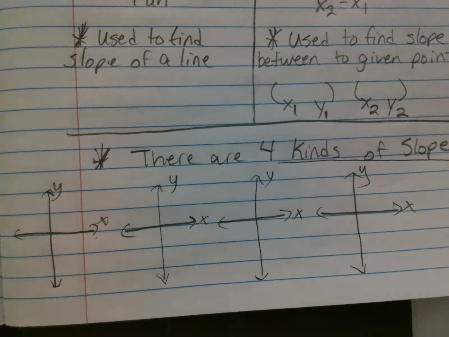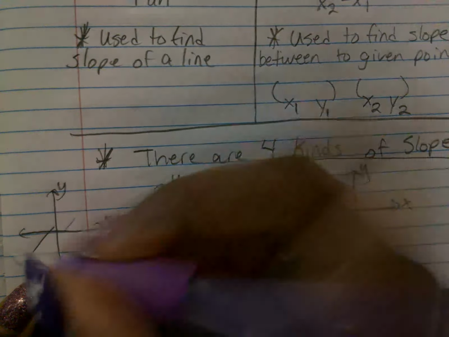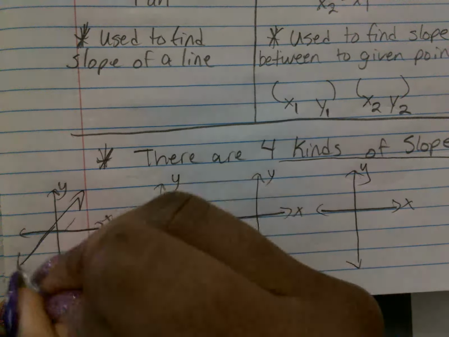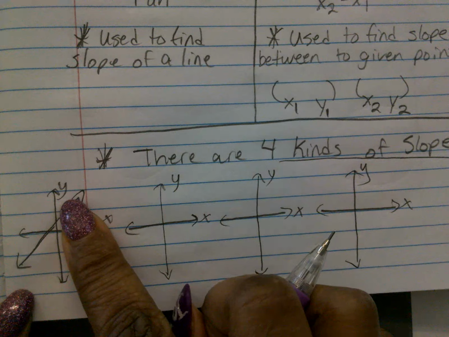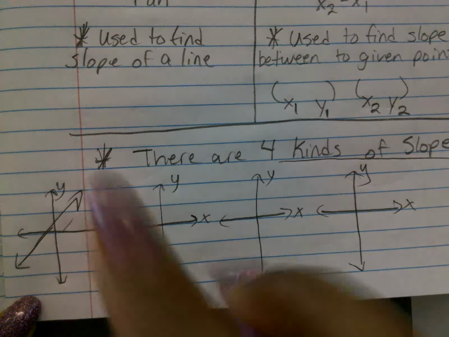All right, so if you have a line that from left to right is going up, a straight line that goes up, that means it has a constant rate of change. This line has a positive slope because the line is going up.